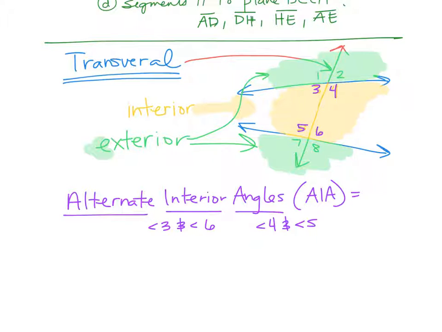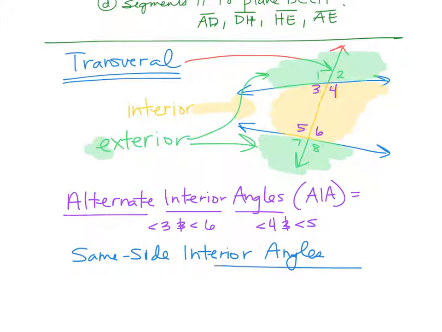So that's alternate interiors. Then there's also same side interior angles. Okay, and I will often call these SSIA. So if you see that abbreviation, and you're welcome to use these abbreviations too, okay? As long as you use the right letters, I'm fine with it.